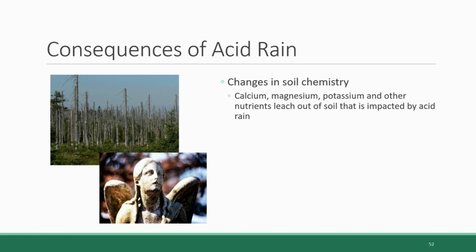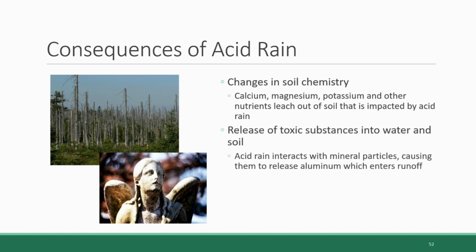So, firstly, when acid rain infiltrates soil, it changes the soil chemistry. It causes nutrients like calcium, magnesium, and potassium to leach out of the soil. And you may remember from our soils chapter that all of these are essential nutrients for plants to grow and survive. So this is a threat to plant life.